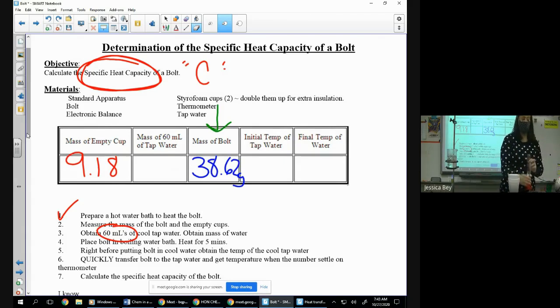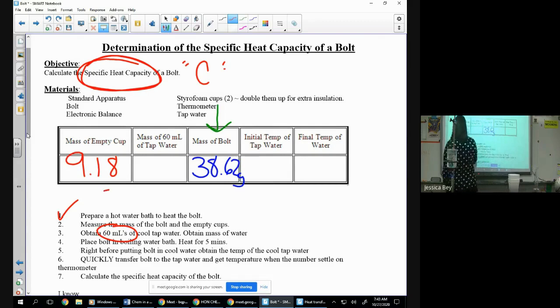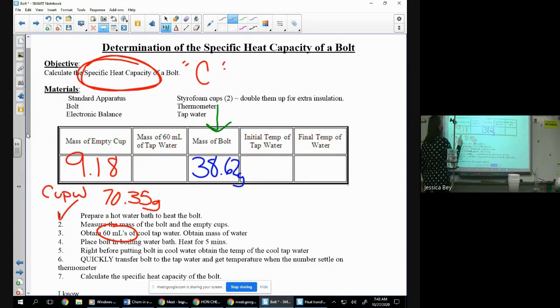Okay. Now I'm going to take my mass of my water and I'm going to add it into my cups. Let's do some critical thinking here. Now it says it's 70.35 grams. But that is the mass of my cups with water. How do I know just the mass of the water? What should I do?